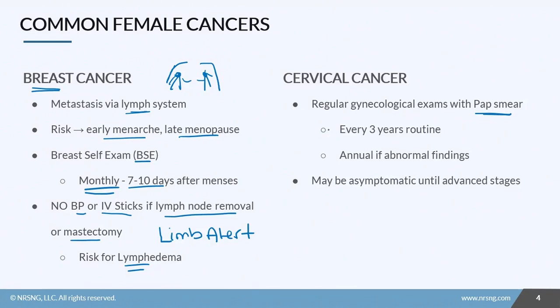Now, current recommendations are to get one every 3 years unless you've had abnormal findings, in which case it should be annually. A lot of advocates for cervical cancer have called it a silent killer because sometimes it's asymptomatic until it hits those advanced stages. So sometimes the symptoms can be mistaken for just bad period cramps. So we advocate for pap smears. We want to make sure we're not missing anything.